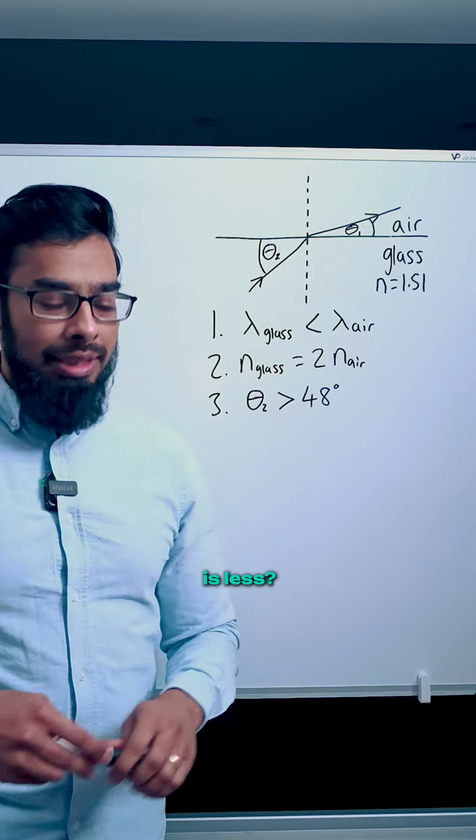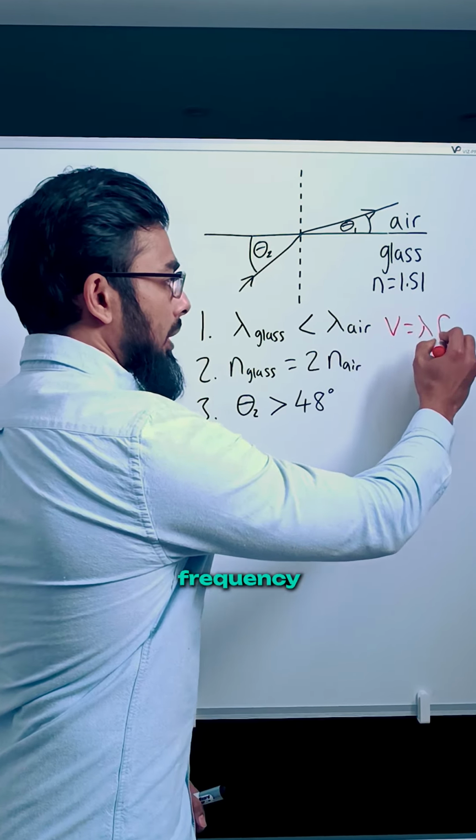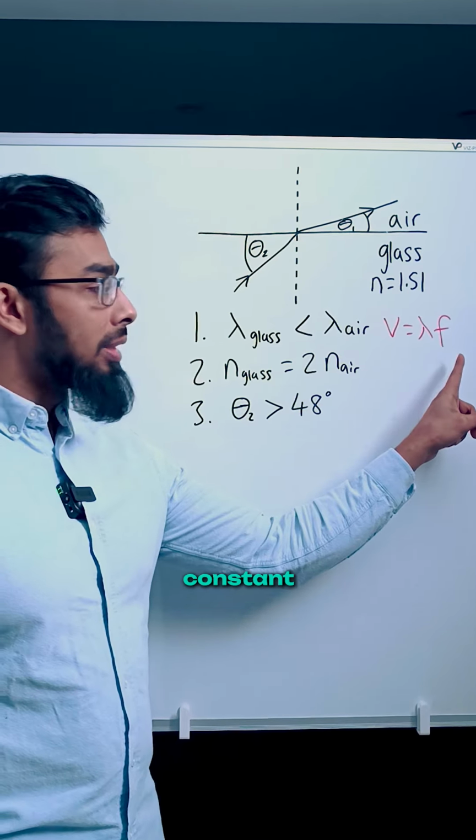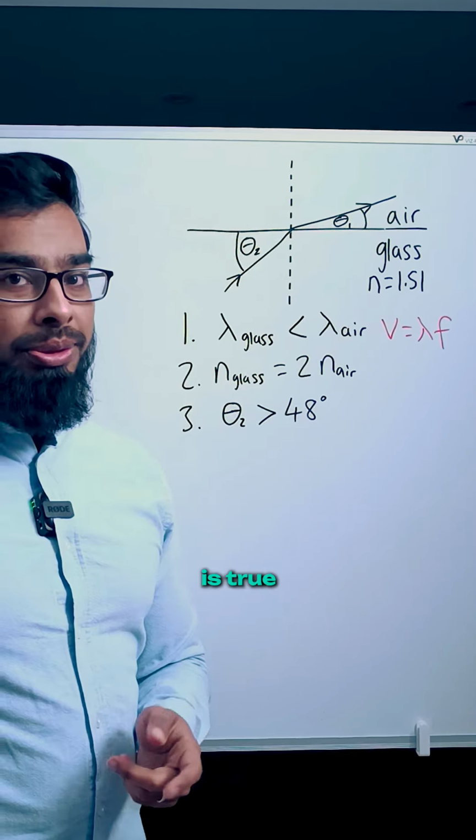So how do we know that the wavelength is less? The wave speed equation is speed is wavelength times frequency. So if the frequency remains constant and we know the speed is lower, it means that the wavelength has to be less. So statement 1 is true. Now on to statement 2.